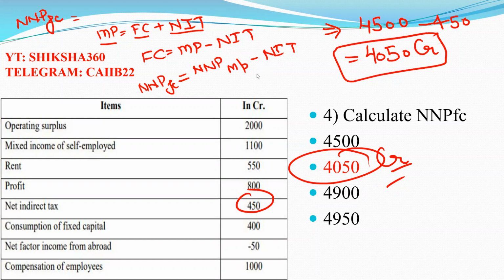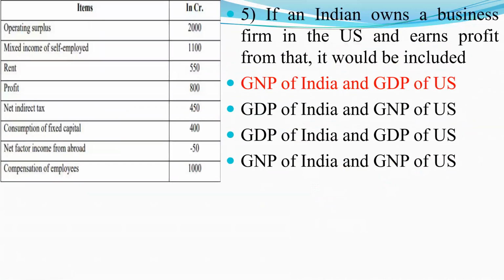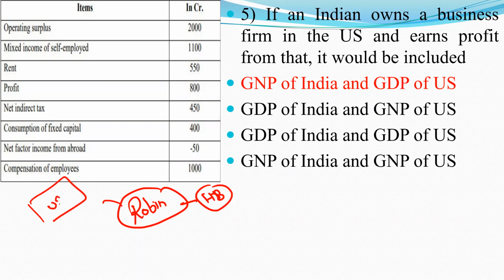Now move towards the last question of our discussion. It says that if an Indian owns a business firm in the US, basically one Indian, say Robin, belongs to Hyderabad, but presently he is working in the US, starts a business and earns profit from that. What would it be included in?